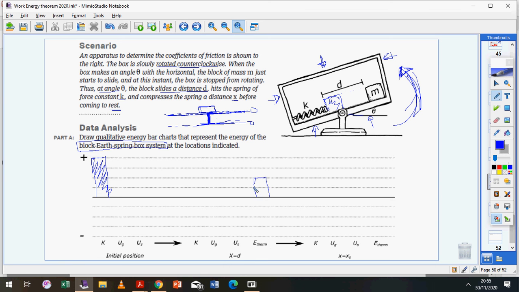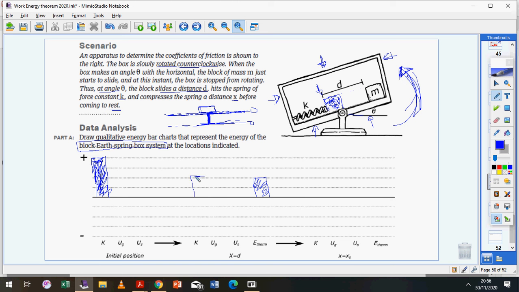Now keep in mind that the total initial energy was kinetic energy. Since I've used 4 blocks to represent the total initial energy, my total energy here should also be 4 blocks. Since it has moved the distance d, friction has done work on the system, so there's going to be heat. We can represent it with that. I also know that at position d, it has moved the distance d, and it's still moving, so it still has some kinetic energy.